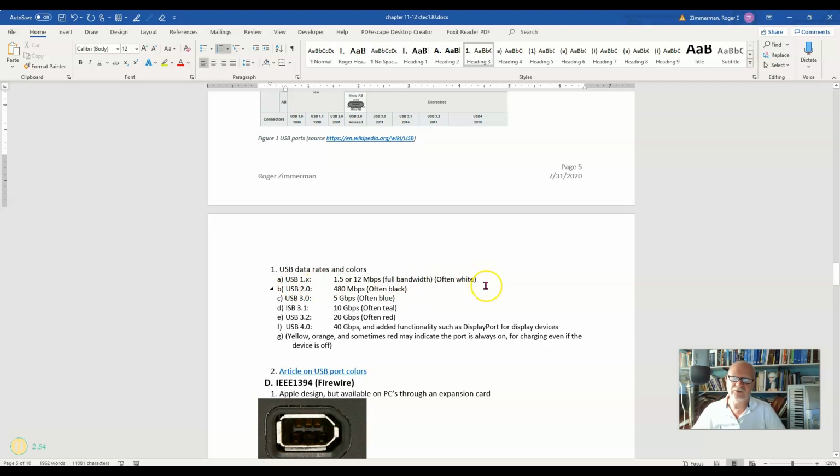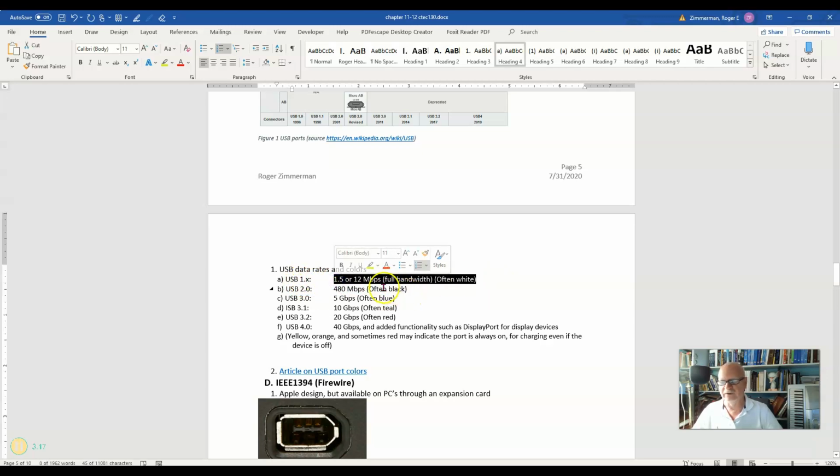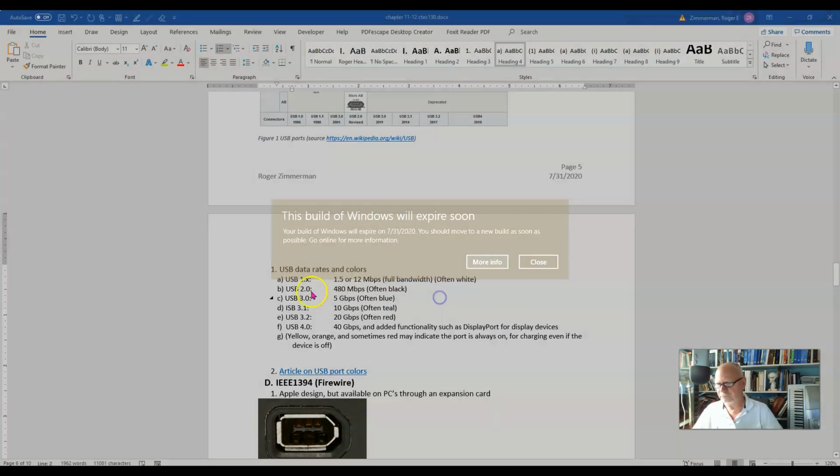Well, the one thing you need to know is that there are no standards on those colors. This is sort of an industry, this-is-what-we-do thing, and you'll see a few. In fact, we'll see at least one particular point of confusion on that. So USB 1, many times they were black early on, but now often we're making those white. You get 1.5 to 12 megabits per second, depending on how you connect it and how you use it.